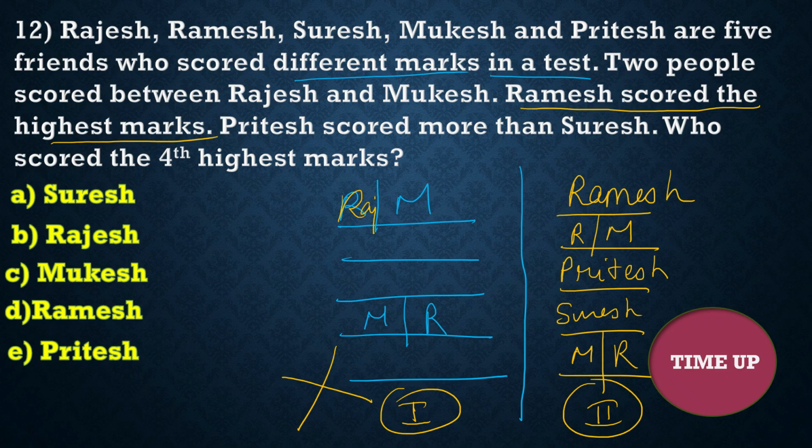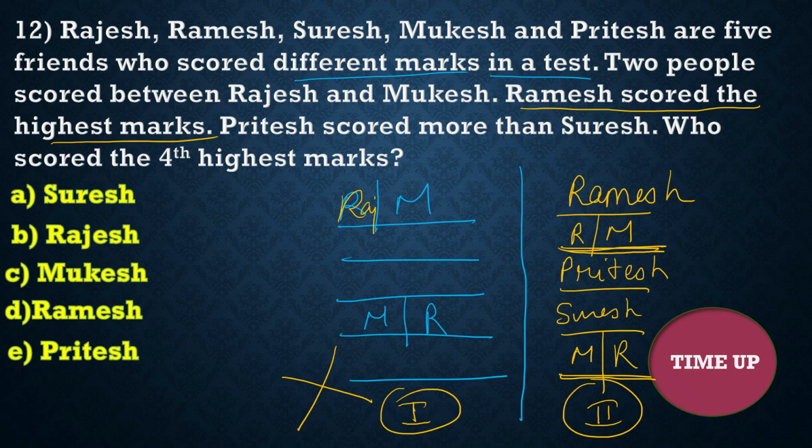Why I have written Rajesh or Mukesh with a slash is because specific information is not given about Rajesh and Mukesh. They have only said that two people scored between Rajesh and Mukesh. That is the only information given to you. So you don't know at which place Rajesh should be placed and at which place Mukesh should be placed exactly. So here Rajesh or Mukesh will come, or here also Rajesh or Mukesh will come.